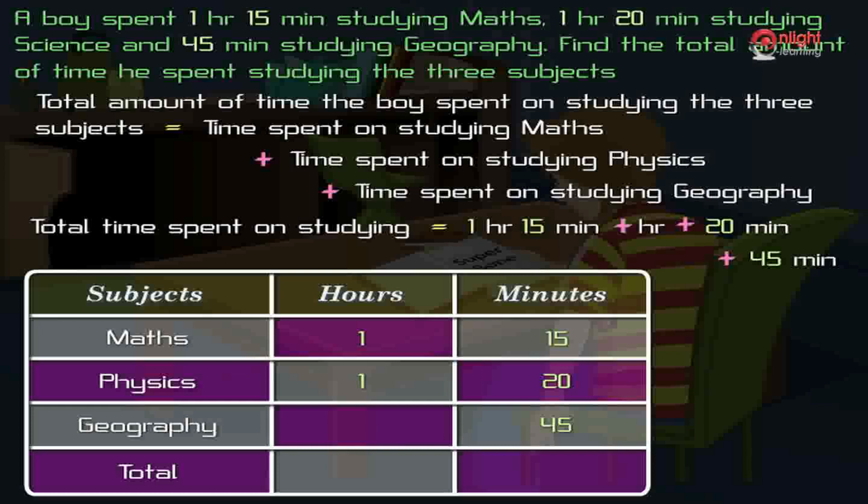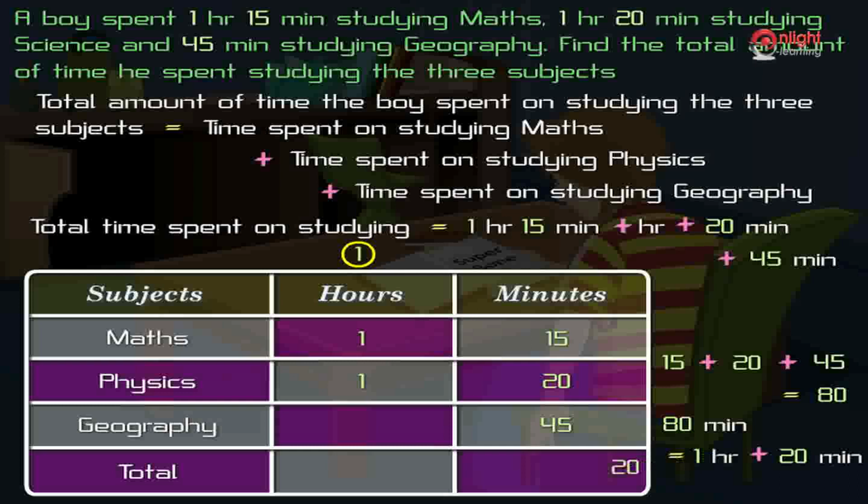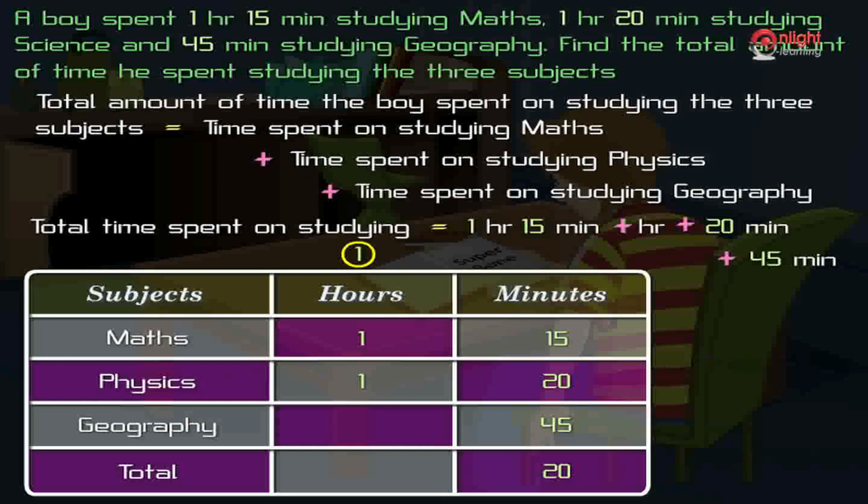Adding minutes first, we add 15, 20 and 45, which gives 80 minutes. Now 80 minutes is equal to 1 hour plus 20 minutes. Hence, we carry 1 hour to the hours column and retain 20 in the minutes column as shown. Now adding the hours column, we add 1 and 1 and the 1 which was carried over from the minutes column. Hence, the sum is 3 hours. Hence, the sum of 1 hour 15 minutes, 1 hour 20 minutes and 45 minutes is 3 hours 20 minutes.